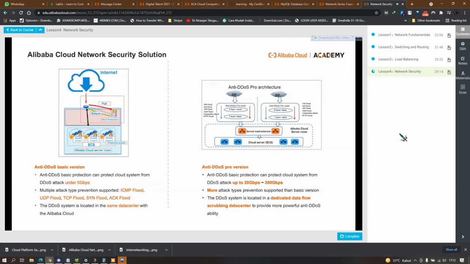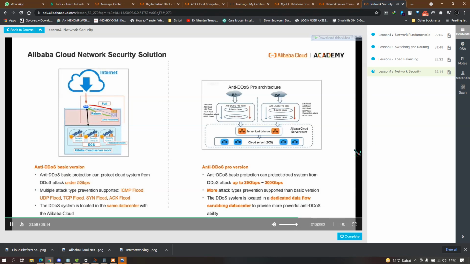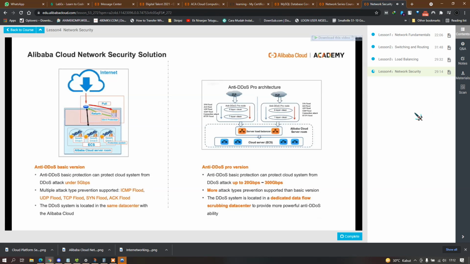Okay, so this page is the next security solution that is provided by Alibaba Cloud, which is the anti-DDoS service. Actually, previously we introduced anti-DDoS in the SLB part, right? When the SLB is providing the internet service, by default it is protected by the anti-DDoS basic version. But we should know that anti-DDoS also has a professional version. So here we can see the difference between the basic version and the professional version.